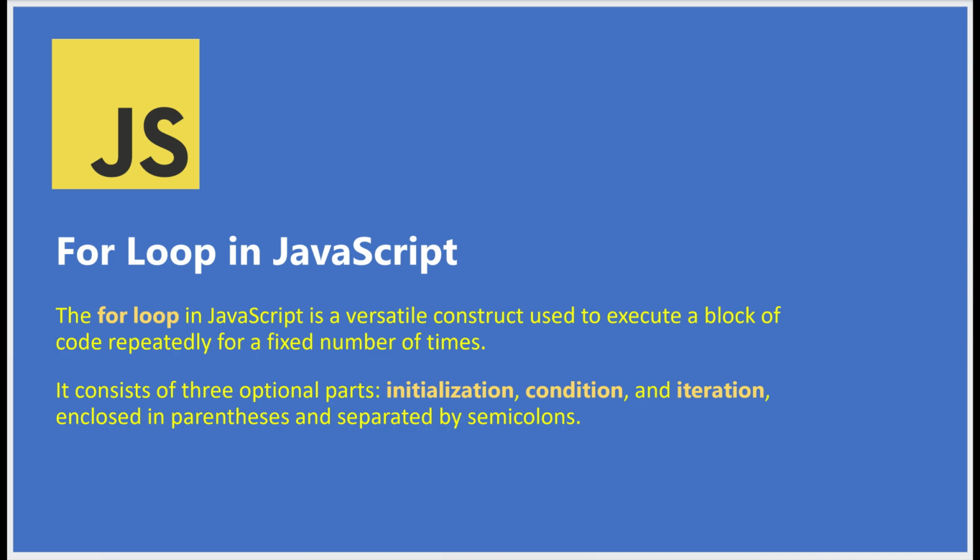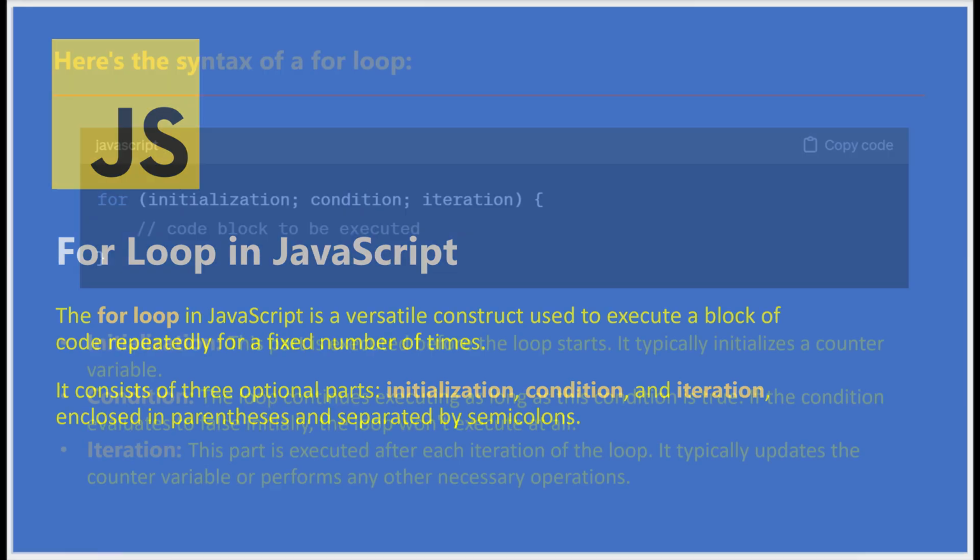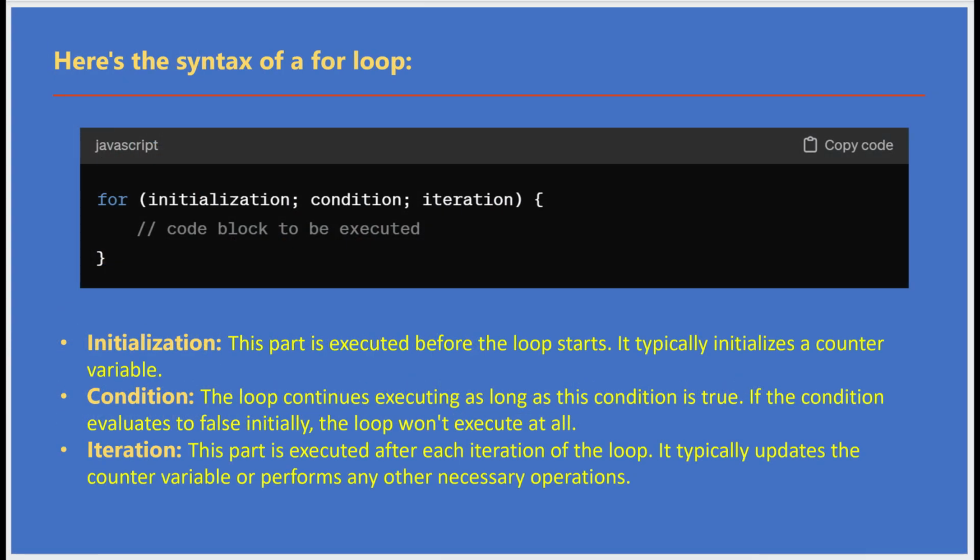These are initialization, condition, and iteration. They're enclosed in parentheses and separated by semicolons, like a trio of code performing a synchronized dance. Let's examine the syntax. For (initialization; condition; iteration). First, there's the initialization.